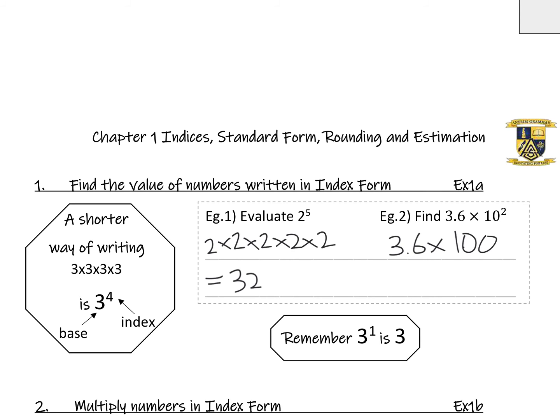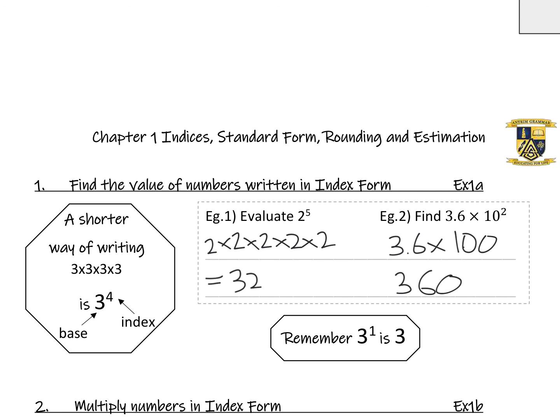And 3.6 times 100, to times by 100, we shift the number 2 spaces to the left, or you may think of it as moving the decimal point 2 spaces to the right. Either way, you should end up with 360.